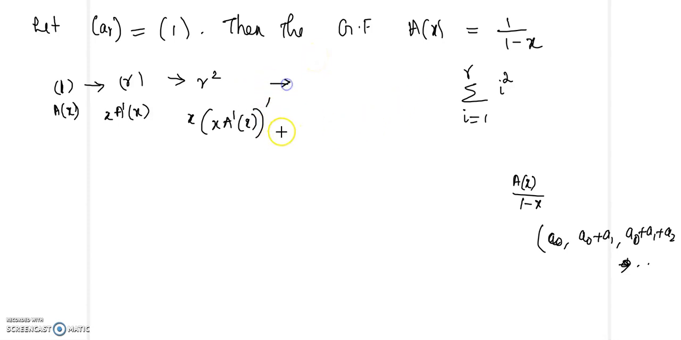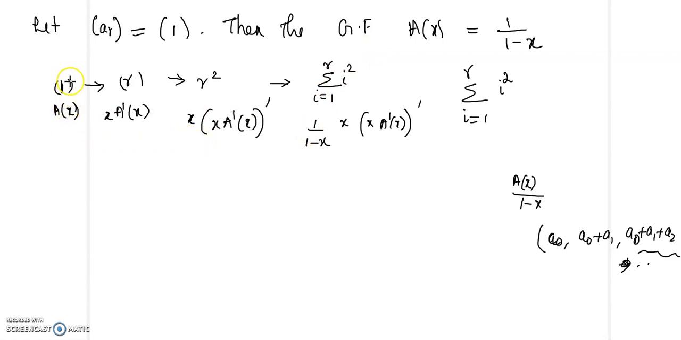So for obtaining that, we need summation i equal to 1 to r of i square. Now we have got the sequence with r square. Then when we take the sum of its terms, you will get the required sequence. So that will be 1 by 1 minus x into this, that is x into (x A dash of x) whole prime. So therefore this required sequence is obtained by taking the generating function in this form.